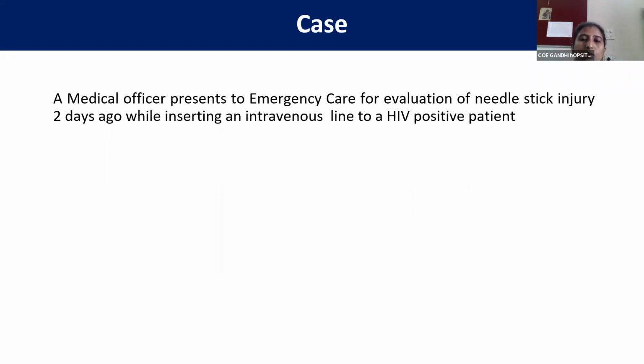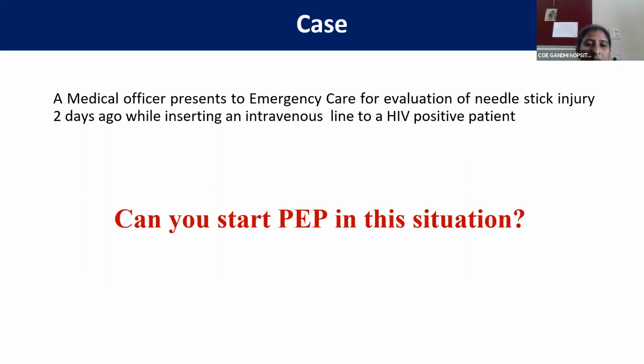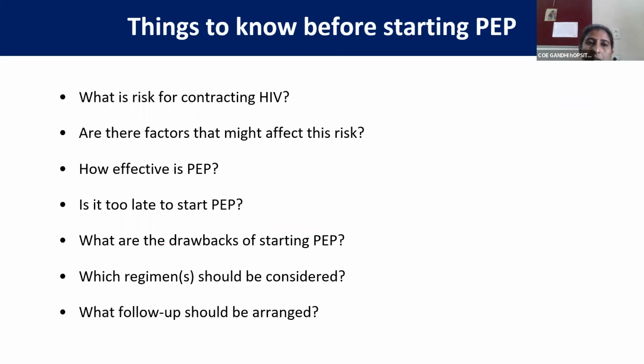So here is another scenario. A medical officer presents to the emergency care for evaluation of a needle stick injury 2 days ago while inserting an intravenous line in an HIV positive patient. Here the question is whether, after 2 days, it is necessary to give PEP and how effective it is. Can you start PEP in this situation? What is the risk of contracting HIV? What are the factors that might affect the risk? How effective is PEP? Is it too late to start PEP? What are the drawbacks of starting PEP? Which regimen should be considered and what follow-up should be arranged?